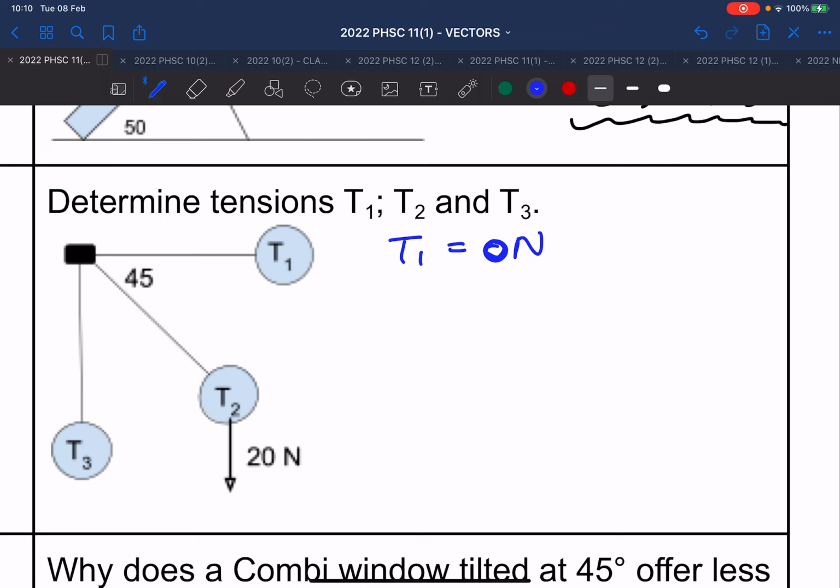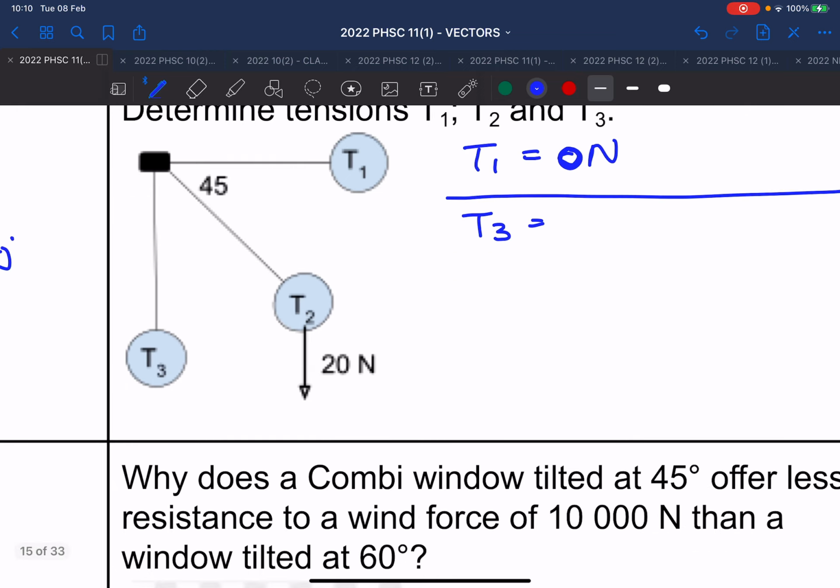That's a zero. All right, then we're going to look at T3 quickly. At T3, if I were to draw a free body diagram or a force diagram, then I have two forces there. I have the tension, T3, going up, and I have the weight of the object pulling it down.